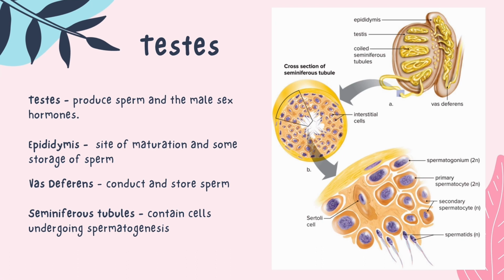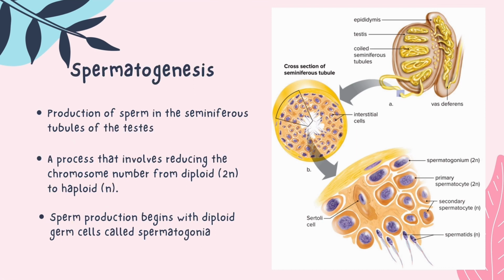Let's talk about the male gonads first. The male gonads or testes produce sperm in highly coiled tubes called seminiferous tubules. The epididymis is a tightly coiled tube located behind each testicle in the male reproductive system, serving as a site for sperm maturation, storage, and transport.